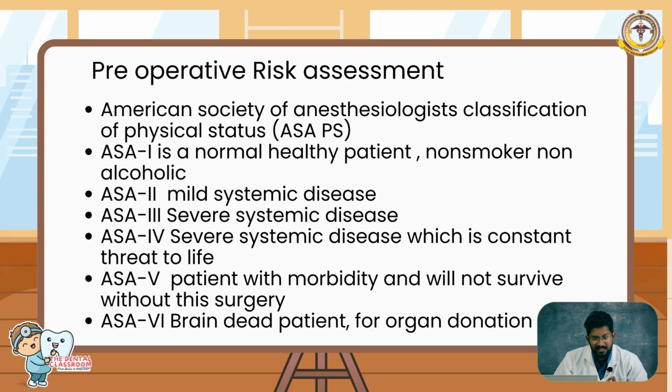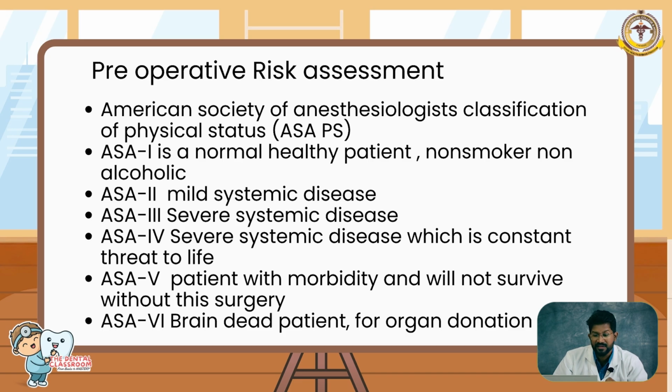So in order to assess the patient, we need to assess the risk. The American Society of Anesthesiologists has classified the ASA criteria into 6 groups. ASA 1 is when the patient is healthy and normal: a non-smoker, non-alcoholic, healthy individual. ASA 2 is when the patient has mild systemic disease, could be diabetic or hypertensive, but under control. Pregnancy also comes under the ASA 2 category.